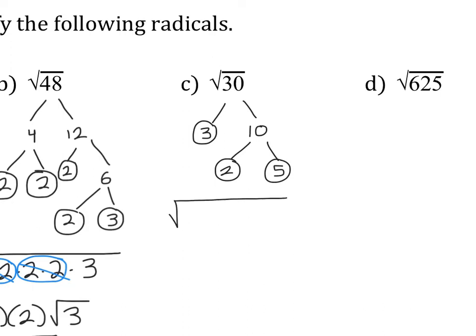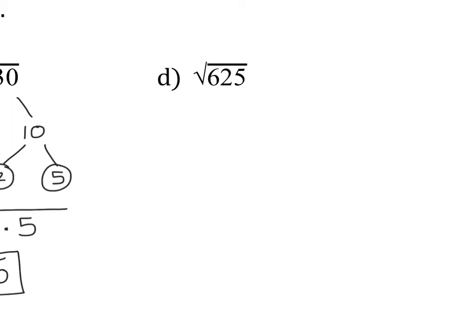I like to go in numerical order from smallest to largest, but you don't need to. So 2 times 3 times 5. If you notice here, we actually don't have any pairs of factors. So that means that we can't simplify this radical. The simplified version of square root of 30 is just square root of 30. That's our answer. Okay, one more here.